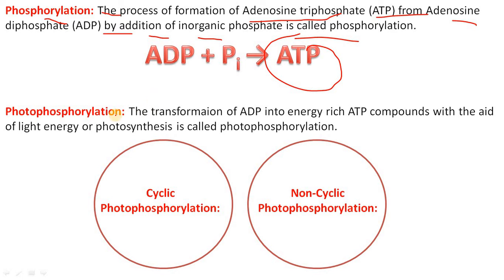photophosphorylation. And photophosphorylation, what is that? The transformation of ADP into the energy-rich ATP compound with the aid of light energy in photosynthesis is called photophosphorylation. There are two kinds of photophosphorylation. The cyclic one takes place independent of the photolysis of water and is not accompanied by the evolution of oxygen. And the non-cyclic photophosphorylation is linked to both the formation of reduced pyridine nucleotide and also the photolysis of water.